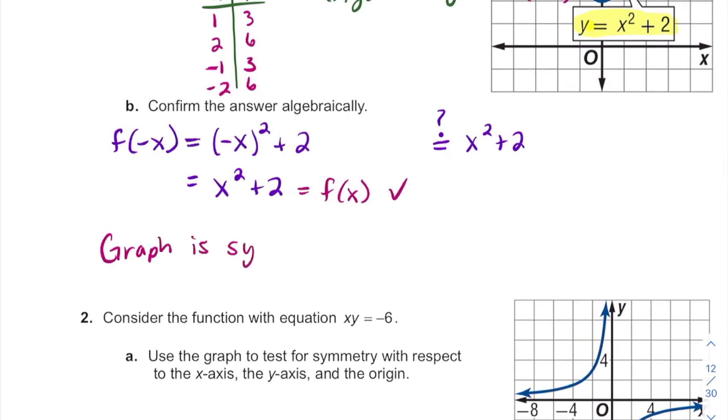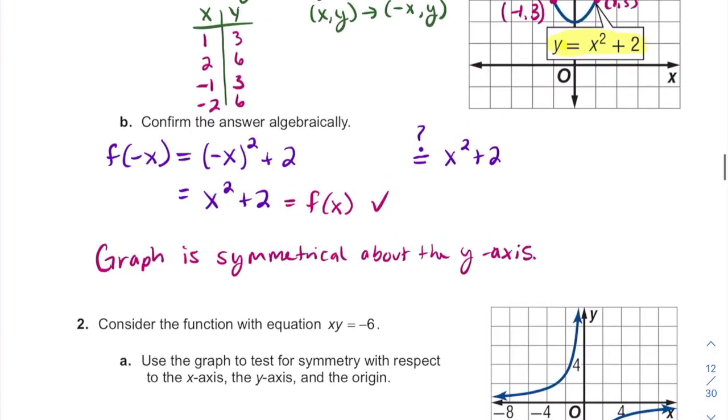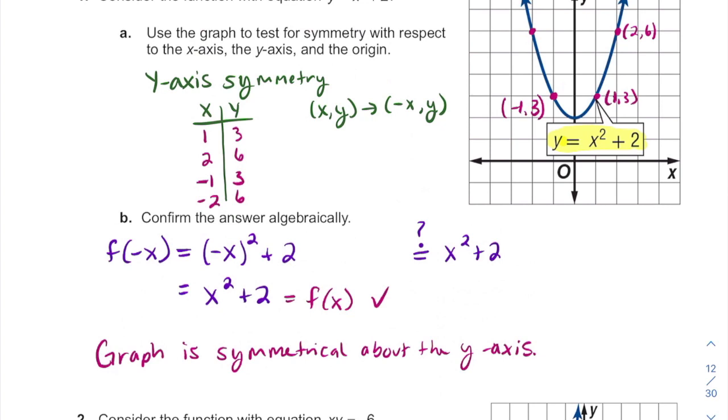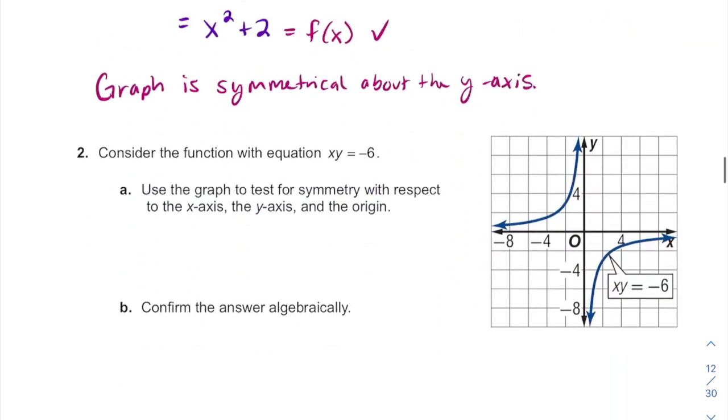this graph is symmetrical about the y-axis. All right, awesome. So let's do another one. This one's symmetrical about the y-axis. We did our graphical test and we did our algebraic test.